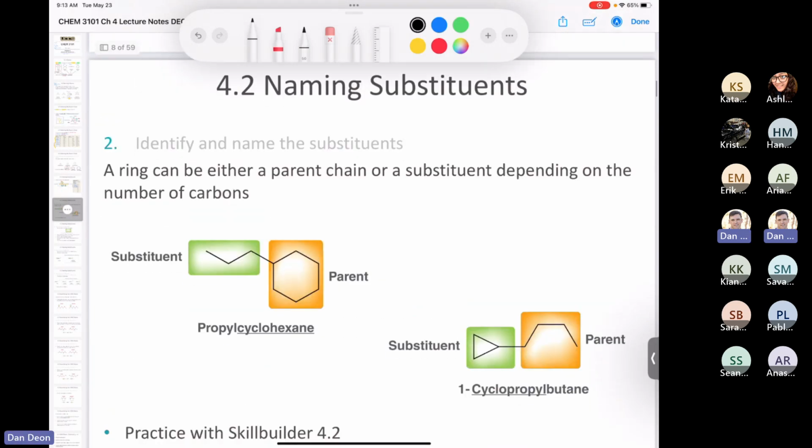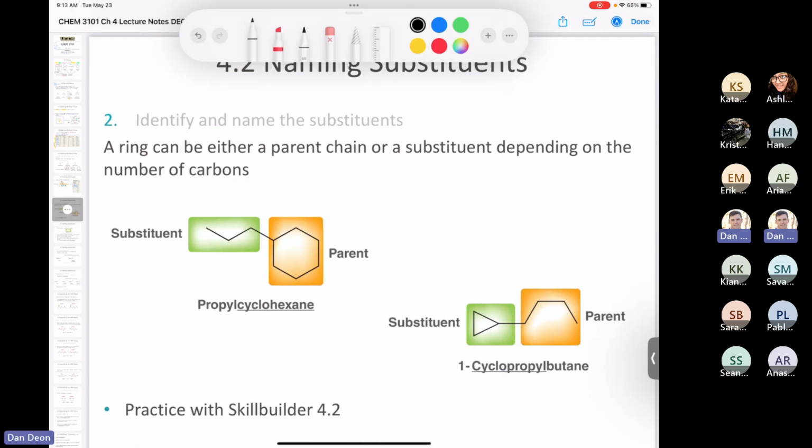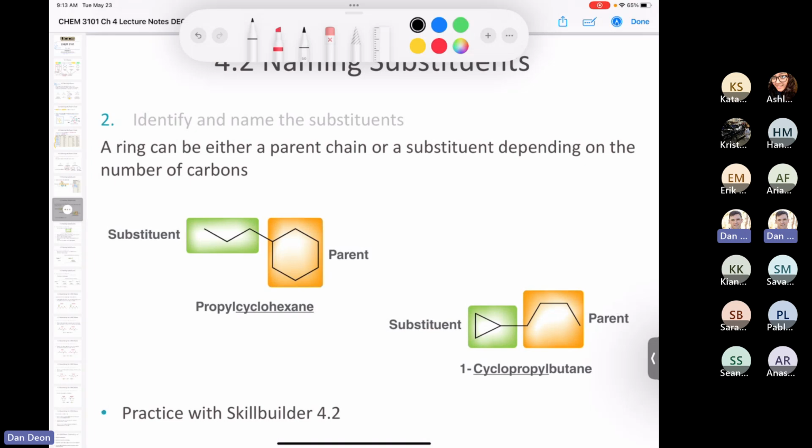Now, what's interesting about a ring is the ring can be the parent. If it's the longest carbon chain, then it's the parent. However, a ring can also be a substituent if it's not the longest carbon chain, okay? So when you're numbering a chain, you can't go 1, 2, 3, 4, 5, 6, 7. You can't do that. You can't go over a carbon a second time, okay? Students will sometimes want to do that.